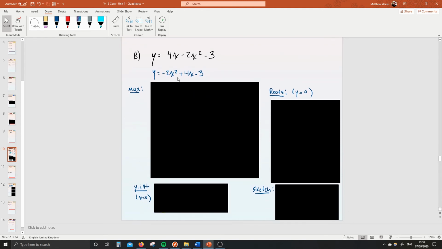Y-intercept, just pop x equals 0 into that. Roots, when you're going to do the roots, just put y equals 0 in and solve it. Okay, pro tip there as well. This one doesn't factorize very well, so you're going to have to use the quadratic formula. And final step, do a sketch. Cool? So pause the video, have a go.